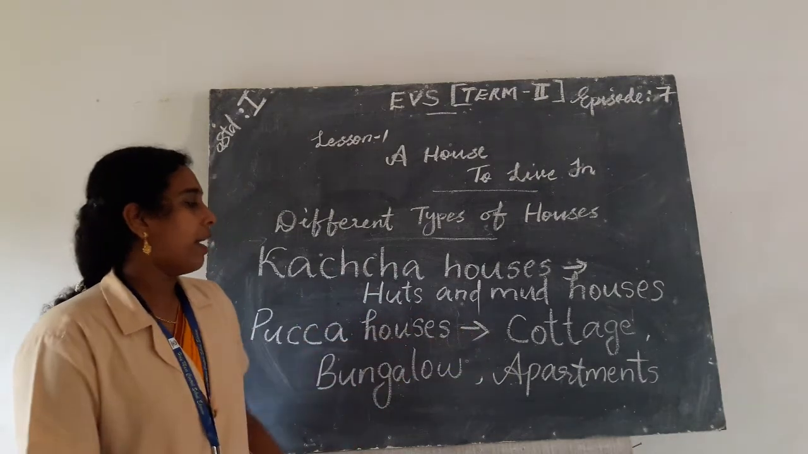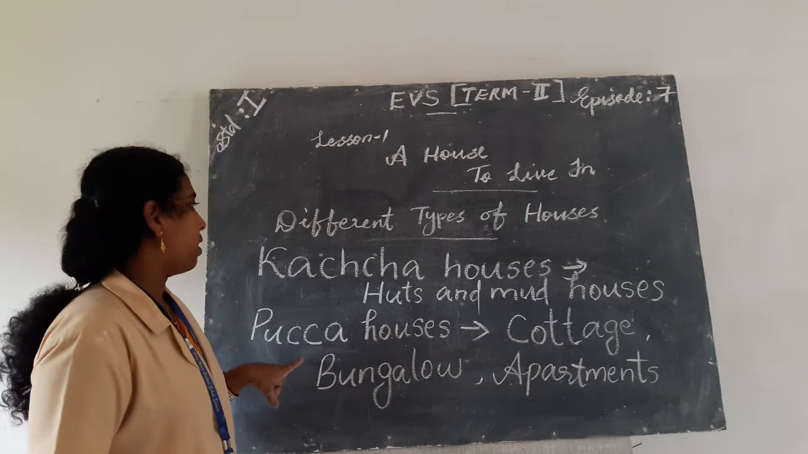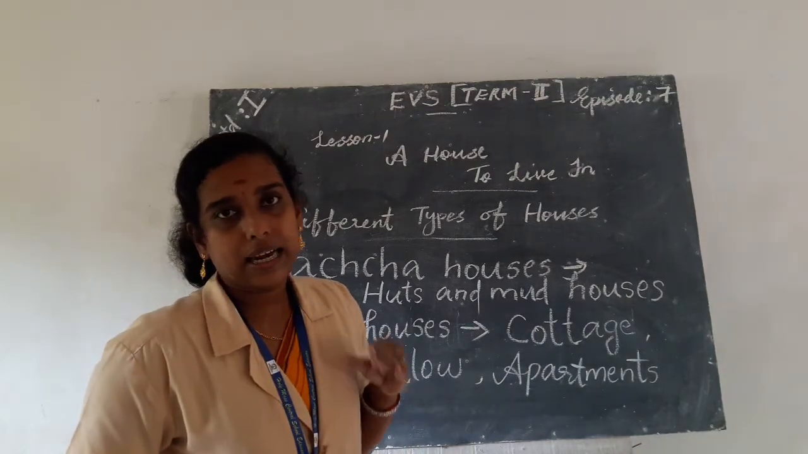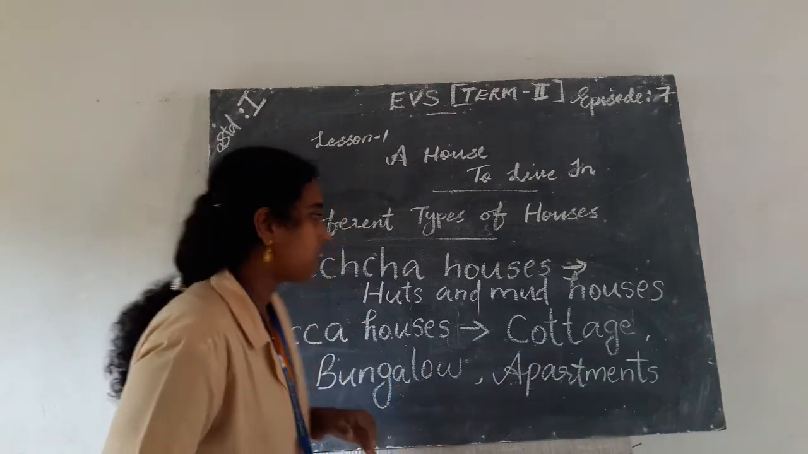Cottage, bungalow and apartments are called pakka houses. And the early man lived in caves. Early man lived in caves. Okay.